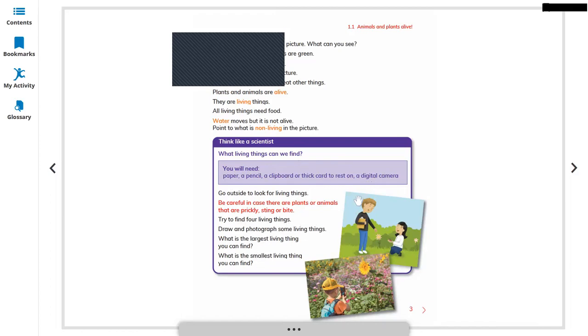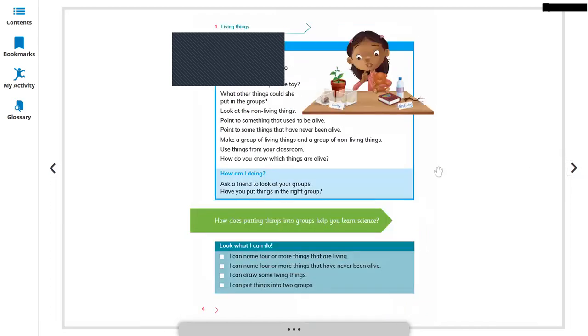You can go out to the park with your parents or your siblings, brother or sister. You can find the living things in the park. Grass is living, trees are living. You see squirrels in the park. So squirrels are also living, and insects are living.